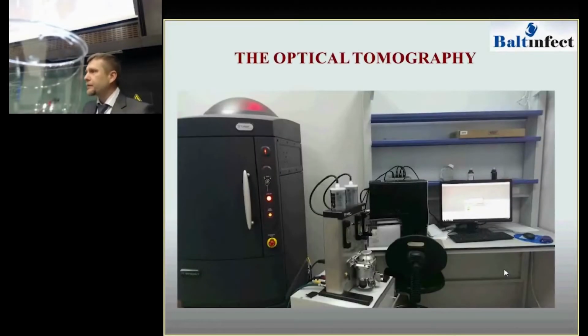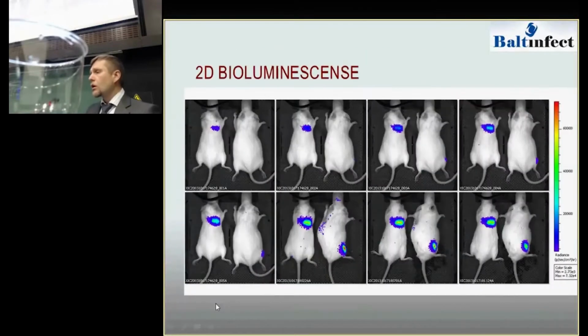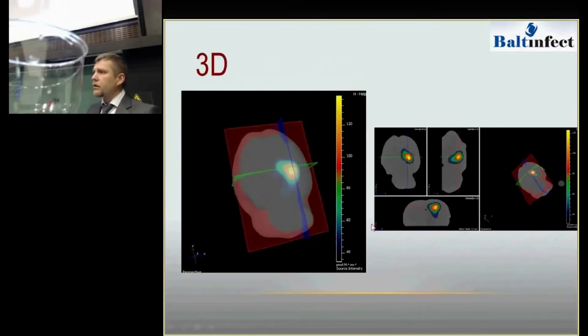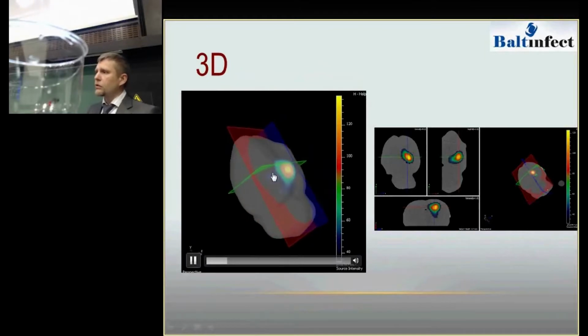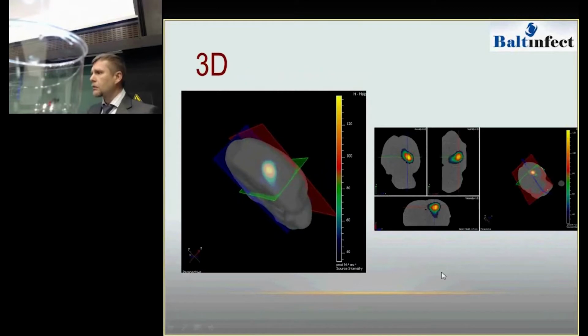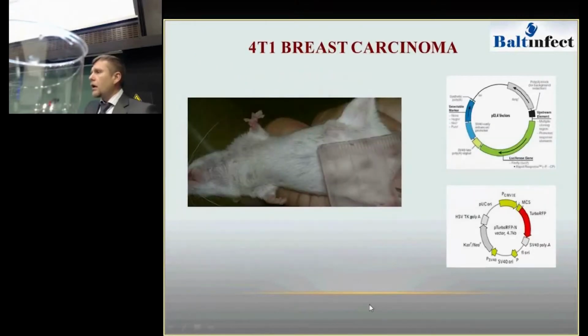And now it's time for optical tomography, or optical imaging. We use the IVIS Spectrum CT with micro-CT and fluorescent and bioluminescent detection. So we can use 2D bioluminescent detection and 3D reconstruction. Here you can see a glioma inside the brain.